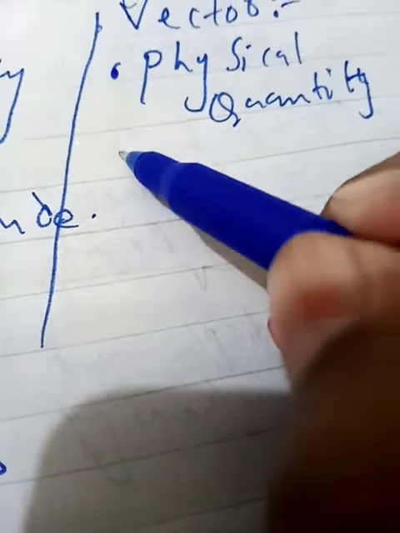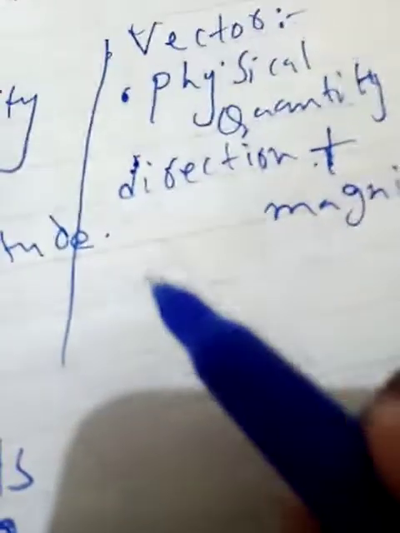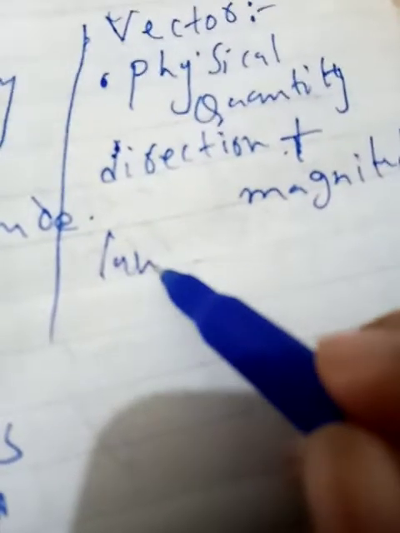I am giving you a good example of this. First of all, we will define what a vector quantity is. A vector quantity is also a physical quantity, and it can be defined as the quantity which is completely based on direction plus magnitude and follows the law of vector addition.